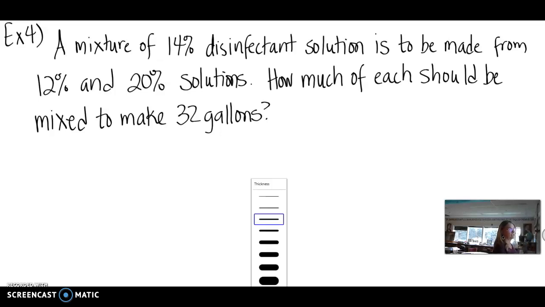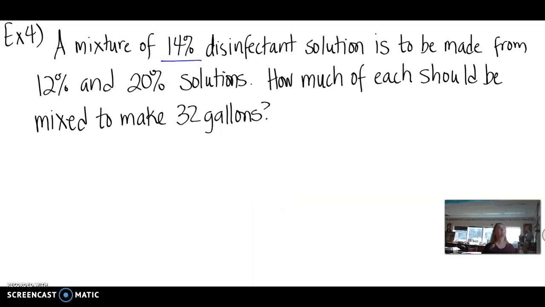So when I go through this, you can just read it through first one time, but then when you're going through it, you might want to start underlining the pieces that are important. So you have a mixture of 14% disinfectant solution, and it's going to be made from combining some 12% solution and 20% solution. So you're going to mix those 12% and 20% together to get a 14% solution. How much of each type of mixture, the 12% and 20%, should be mixed to make 32 gallons?